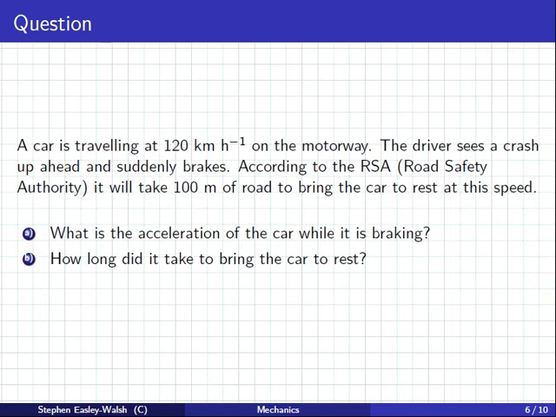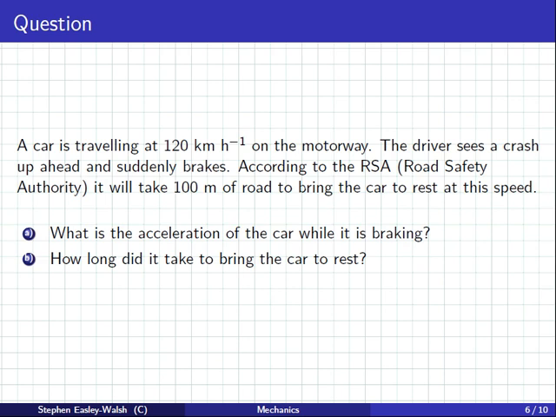Okay. Before I give you the answer, I think I'll let you try it. A car is traveling at 120 kilometers per hour, so you need to change that into meters per second. The driver sees a crash up ahead and suddenly brakes. According to the RSA, it will take 100 meters to bring the car to rest at this speed. What is the acceleration of the car? And how long did it take for the car to come to rest?